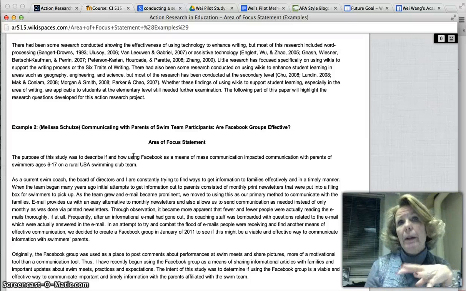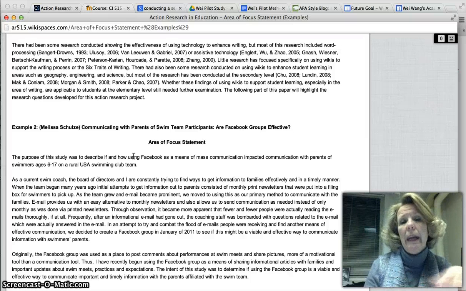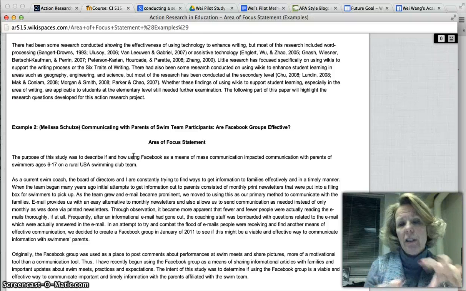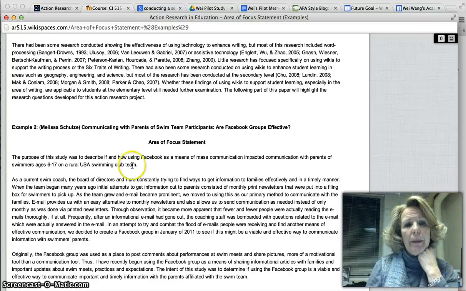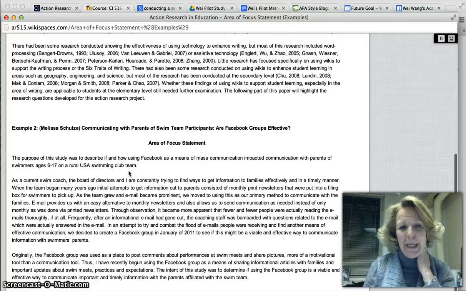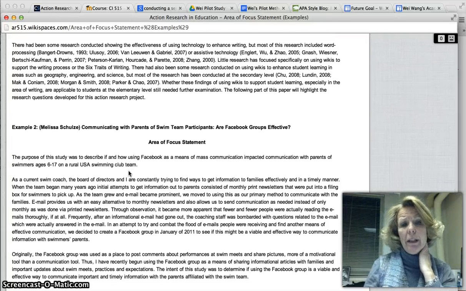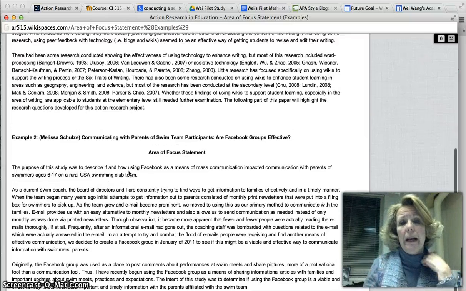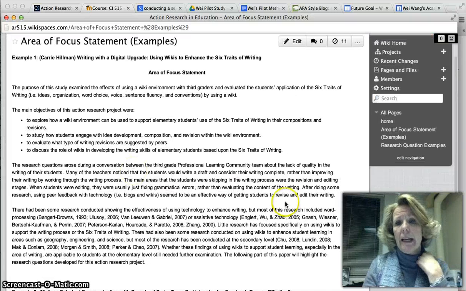So this is an example of she wasn't in the classroom, but she made it work for her. She's now in Wisconsin. She has various jobs between the public and the private sector. But this was one that she did related to her daughter's swim team. So again, I think a really good one. Now notice she hasn't pulled literature into this one, but it's another good example of a very focused area of focus, a focused statement, and really well stated.